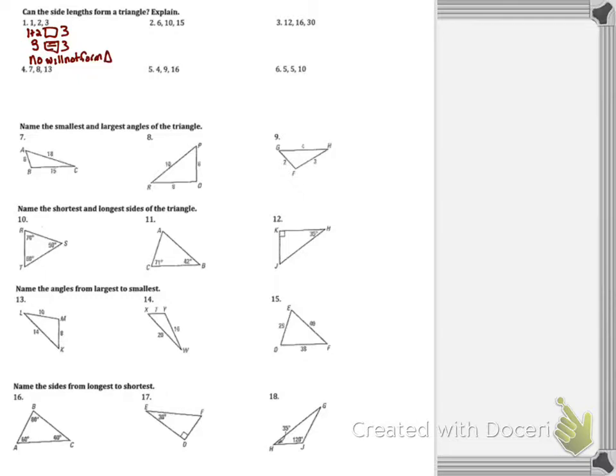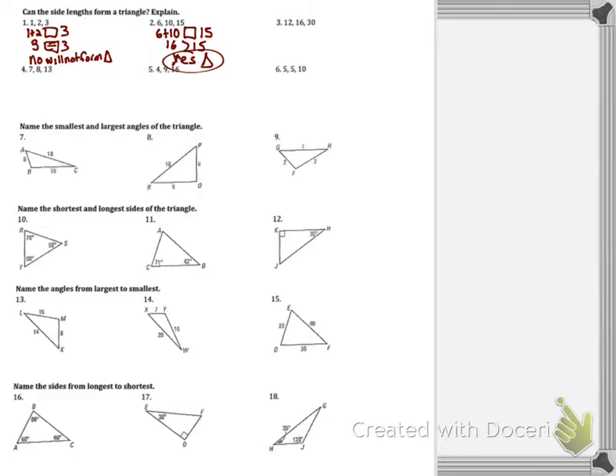Okay, so our second one, we have again 6, 10, and 15. And we see that 15 plus 6 is greater than 10, and 15 plus 10 is greater than 6. So what we're interested in is if 6 plus 10 is going to be greater than 15, and you see that 16 is in fact greater than 15. So yes, it will form a triangle.